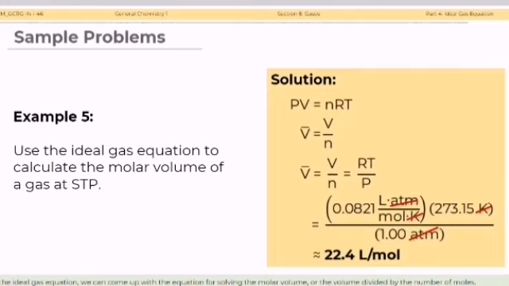Using the ideal gas equation, we can come up with the equation for solving the molar volume, or the volume divided by the number of moles, by rearranging the ideal gas equation to solve for V divided by n. We have V bar, or V divided by n, is equal to RT over P. Plugging in the given values, the molar volume is 0.0821 liter atmosphere per mole Kelvin times 273.15 Kelvin divided by 1 atmosphere, giving a value of 22.4 liters per mole.